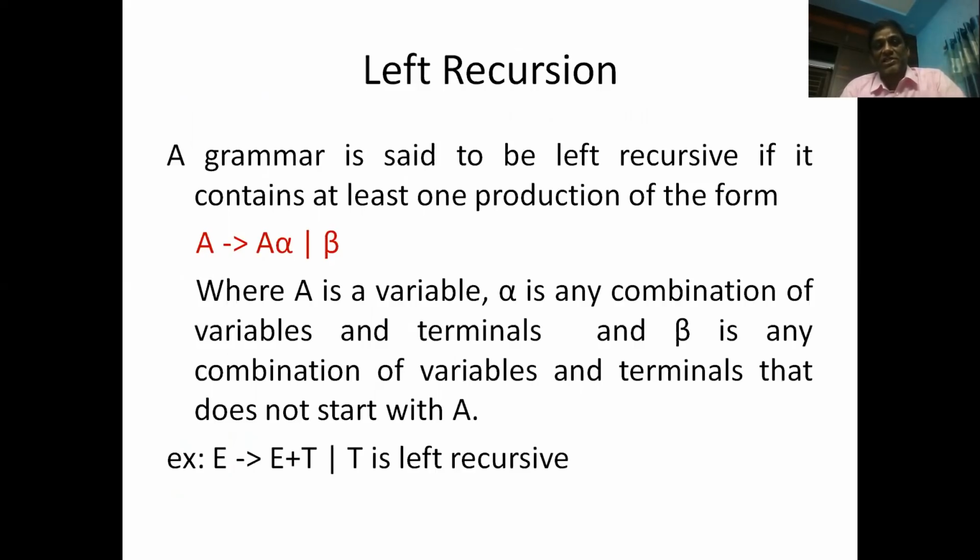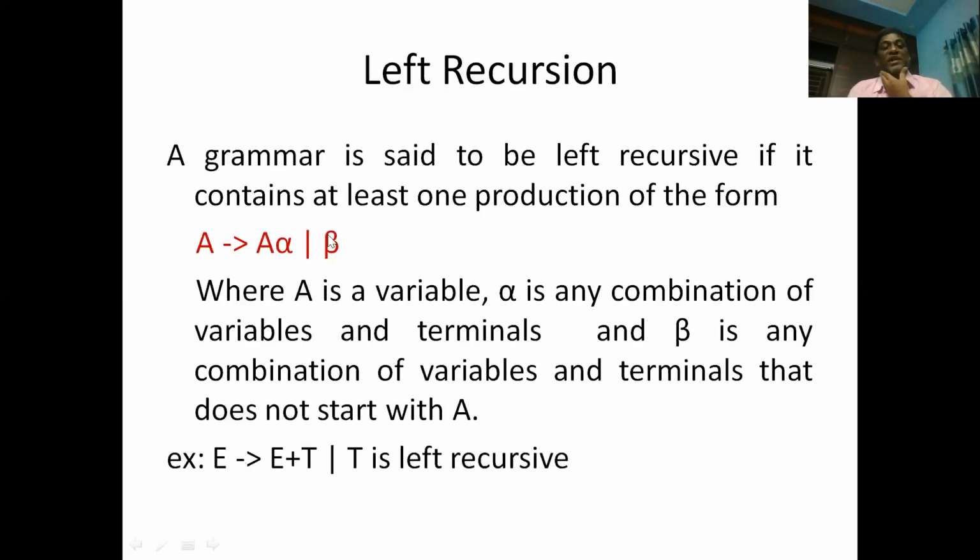Another important concept that you should understand about grammars is left recursion. What is left recursion? A grammar is said to be left recursive grammar if at least one production in the grammar is of the form A implies A alpha or beta. So what is the speciality of this production? If you see, the variable on LHS is capital A, and RHS production is beginning with capital A again. That means the variable on LHS, if it is the first symbol on production on RHS, then it means there is a left recursion in the grammar.